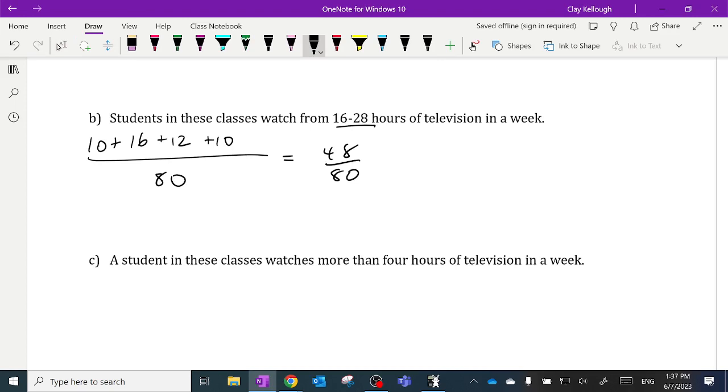Anybody see what number goes into those two? Higher than 2. Higher than 4. 8. Higher than 8. They both have a 16. 48 is 16 times 3. 80 is 16 times 5.